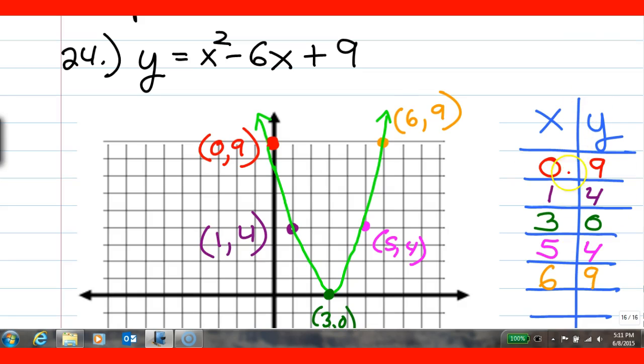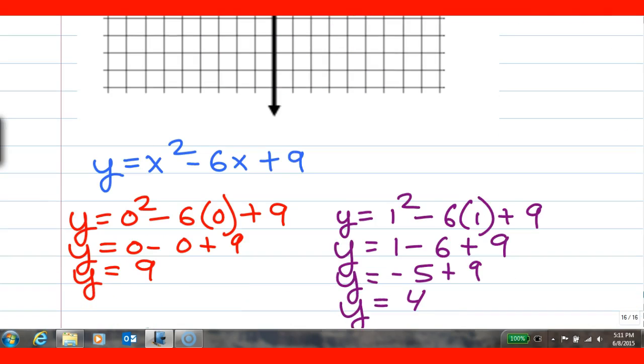So over here I've created a little bit of a table, and I've decided for the first one that I was going to calculate a 0. So if I come down here, I take that formula, that y equals x squared minus 6x plus 9, and I plug in a 0 everywhere I see an x.